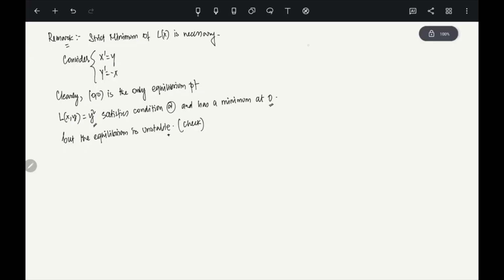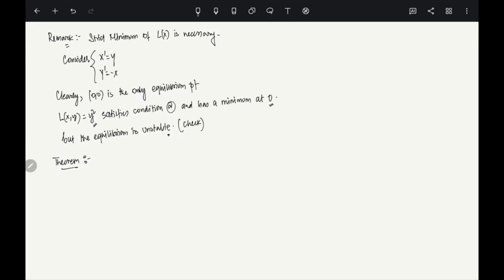I hope you understood why it is not a strict minimum, right? It's a two-dimensional thing. So y squared is 0 on the whole of y equals 0, the x axis, right? Okay, right. So now the next theorem which we do is, see, the next theorem.